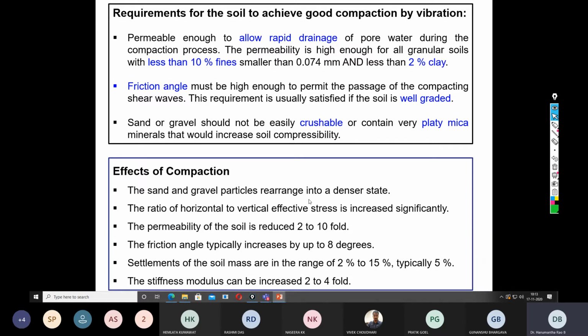The sand and gravel particles rearrange into the denser state. This rearrangement takes place because of the quicksand condition or the liquefaction condition. The ratio of horizontal to vertical effective stress is increased significantly because you are compacting the soil in the lateral direction. The permeability of the soil is reduced 2 to 10 fold. The friction angle typically increases up to 8 degrees, and settlement of the soil mass is in the range of 2% to 15%, typically 5%. The stiffness modulus can be increased. So these are the obvious consequences of the vibro compaction.